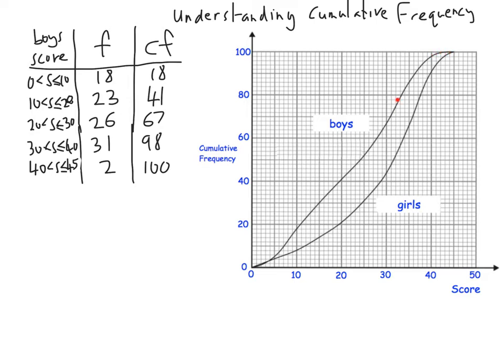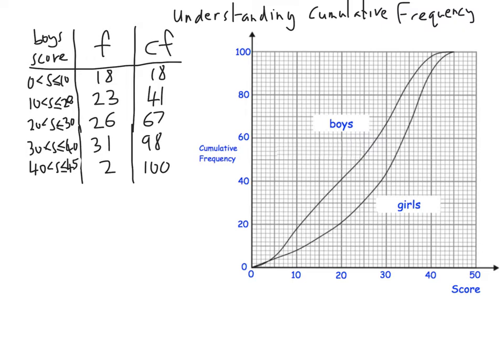When it's at its steepest, like sort of around here, that correlates with having a high frequency. There's a lot of people in the group 30 to 40, which means it's very steep between 30 and 40. Okay? So where it's steepest, it means there's a high frequency of people in that area. Where it's very shallow, it means there's not very many people in that area. Okay?